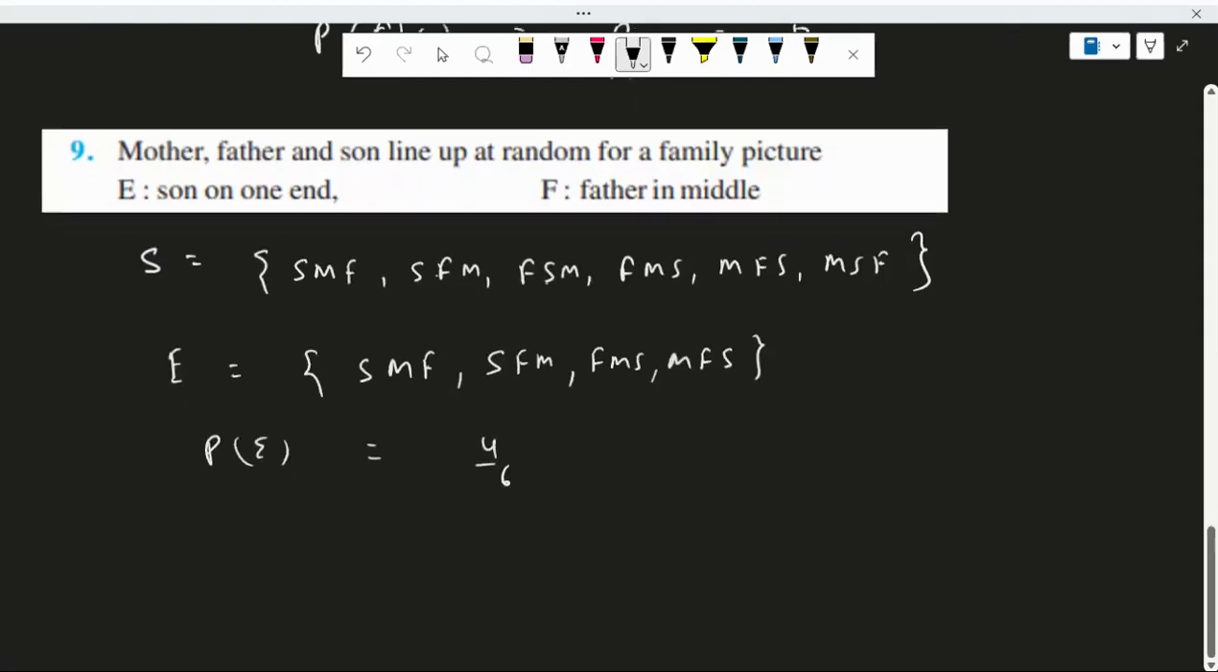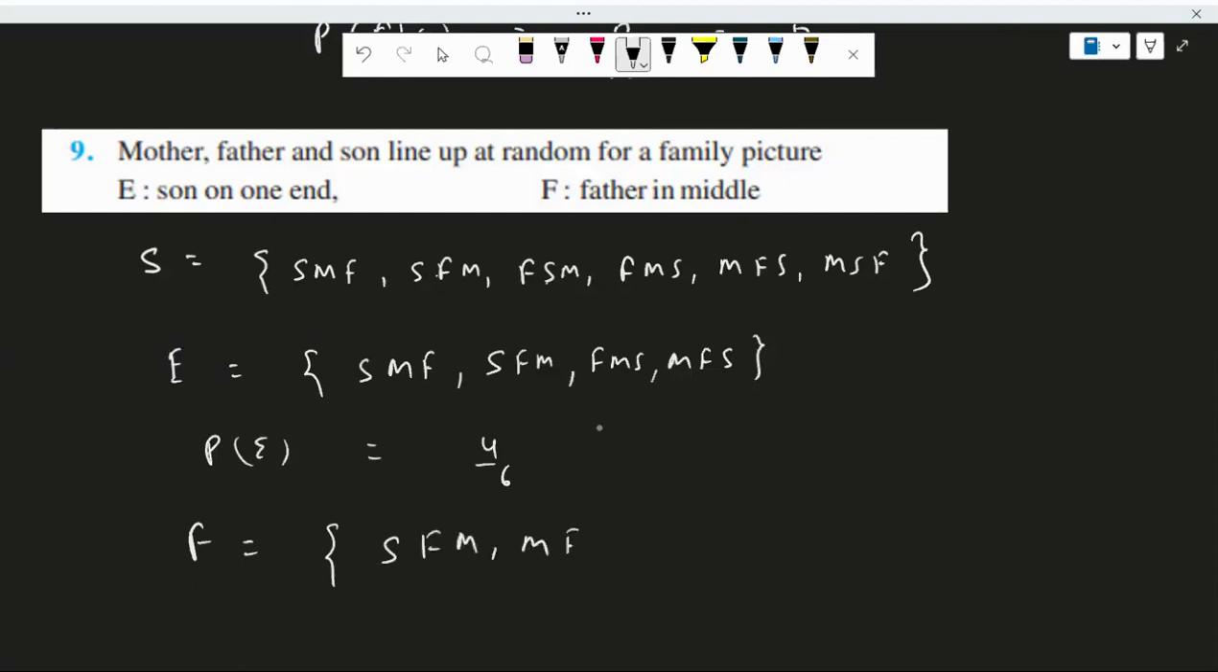P(E) is 4 over 6. F event: father in the middle. So just go for those outcomes in which you see father in the middle. That is SFM and MFS. These two. So P(F) is 2 over 6.